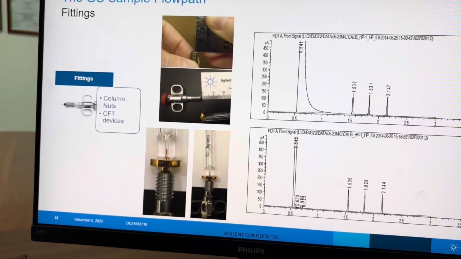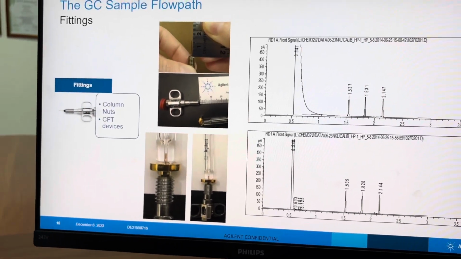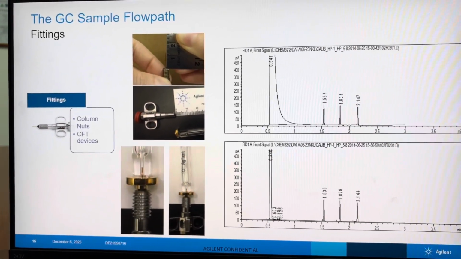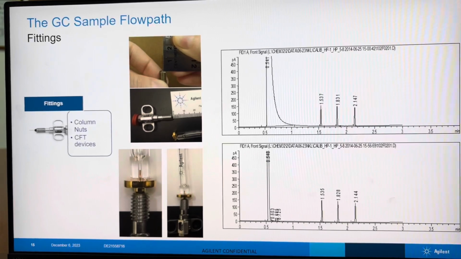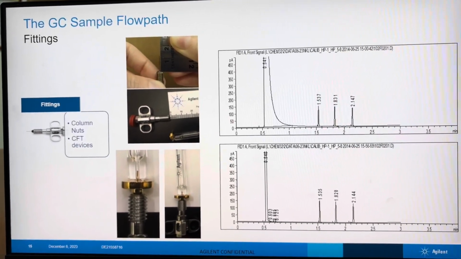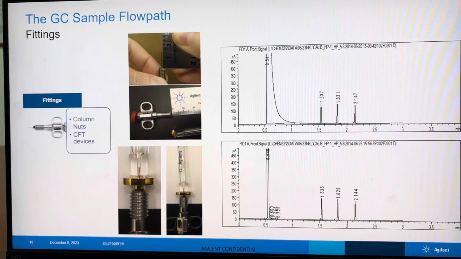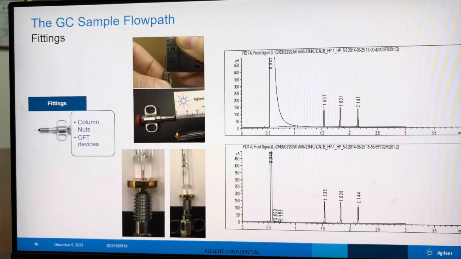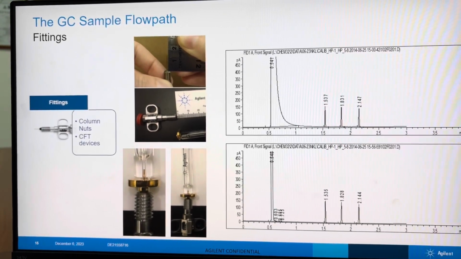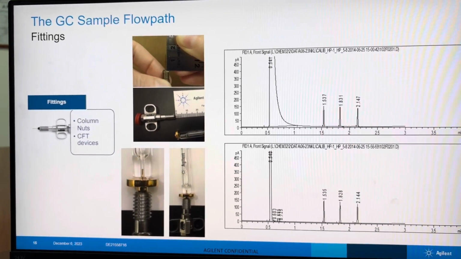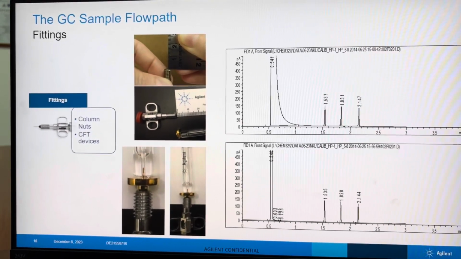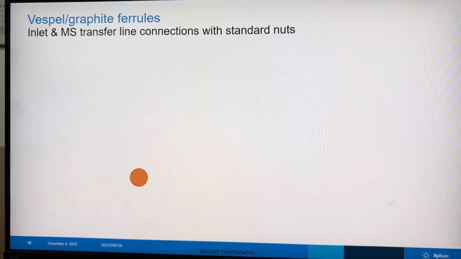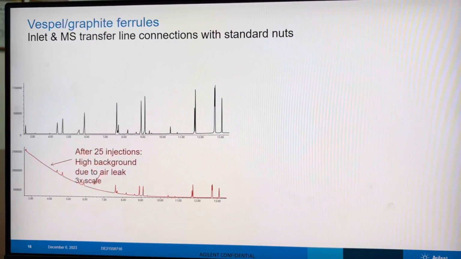So we have tools, and to connect, most of the time we traditionally use a spanner and all. While using a spanner, it will be difficult for some analysts, where any touch on the column can break it, because it's a glass capillary. And when we are using a graphite Vespel ferrule, as we discussed, it needs to be retightened.